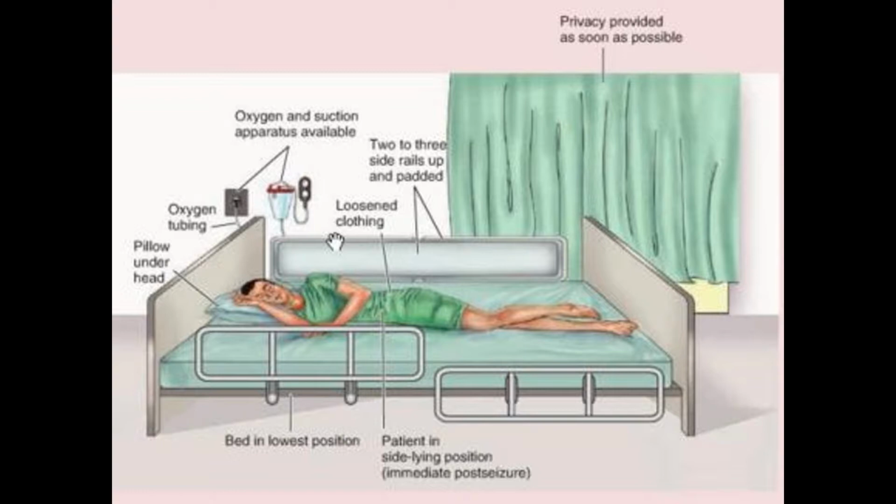Already have oxygen tubing at the bedside. There's a pillow under the head to prevent any aspiration. The bed is always in the lowest position in case they should fall out. And then the patient is in the left side lying position, which is especially important immediately post seizure.